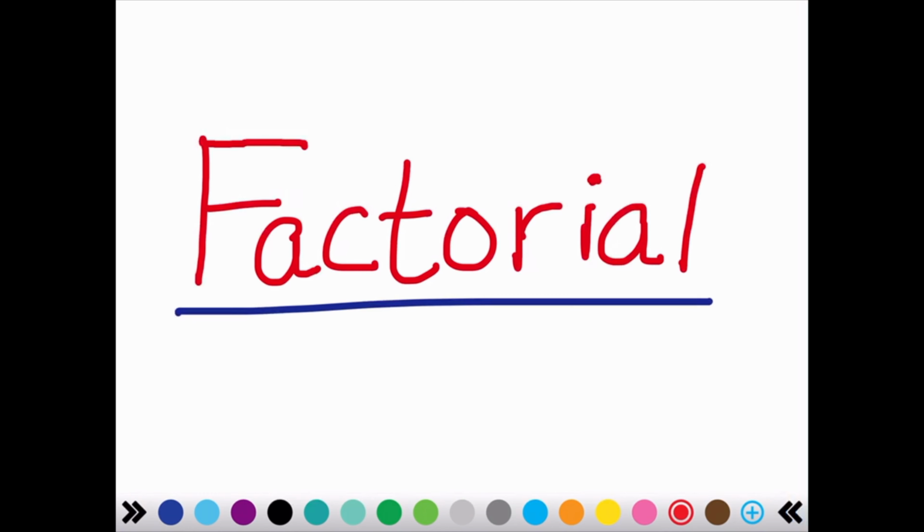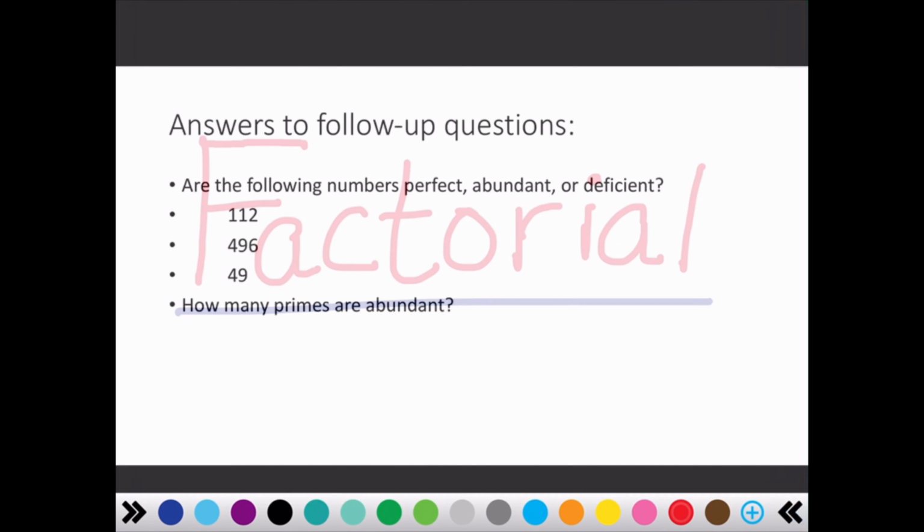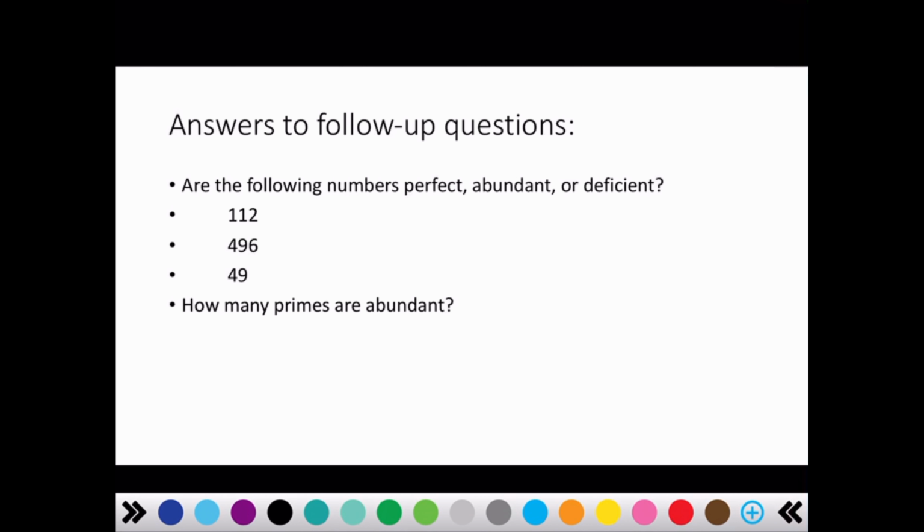In today's video, we will be learning about the concept of the factorial. Before we find out what factorials are, let's go over the answers to the previous video's follow-up questions. The first one was, are the following numbers perfect, abundant, or deficient? So in this case, 112 is an abundant number, 496 is a perfect number, and 49 is a deficient number.